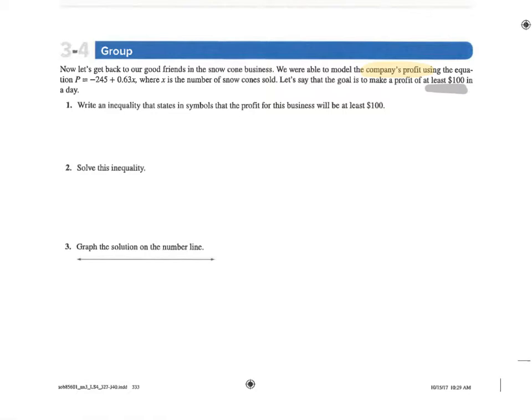So I'm just going to write down in words real quickly. Profit is at least $100. Okay, so remember that this was the expression for the profit, this negative 245 plus 63 hundredths X. That's the profit, at least. Well, 100 is the minimum that it can be, so that means it's going to have to be greater than or equal to $100. Now, they would like for us to solve this inequality, so I'm going to pause this and have you work on that on your own.